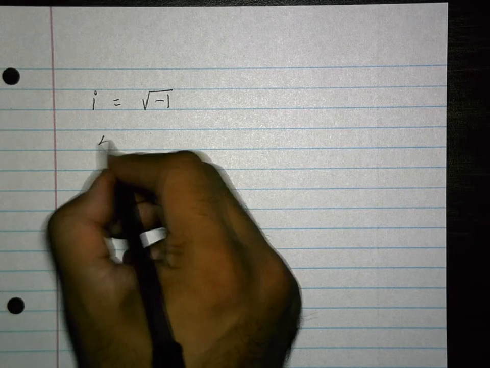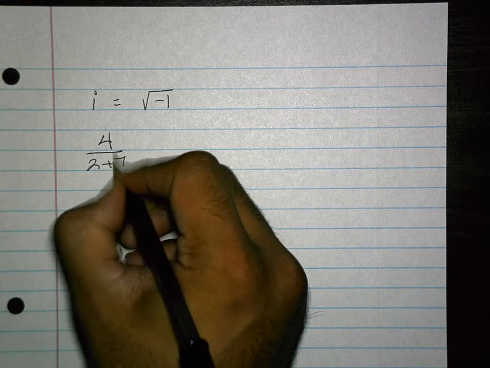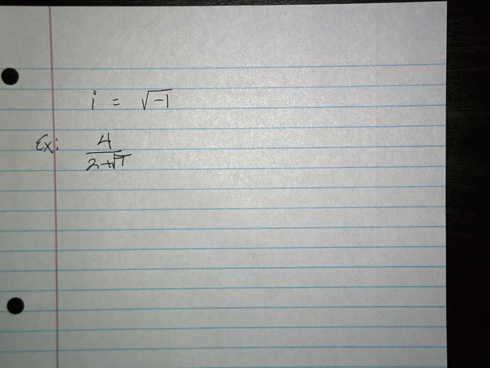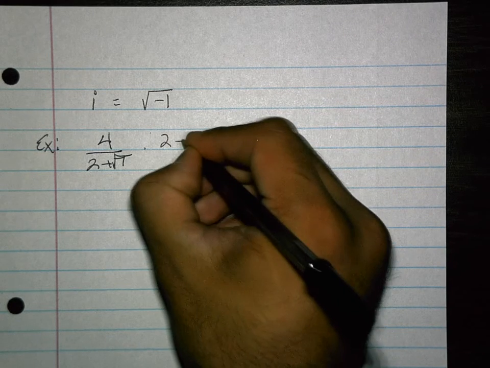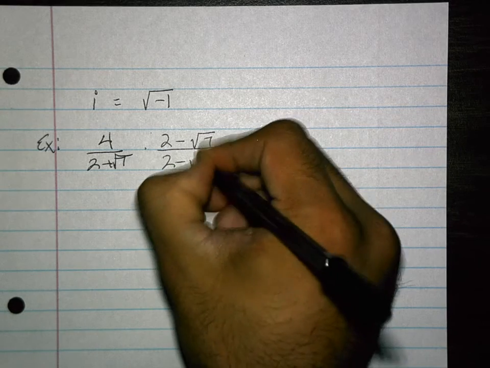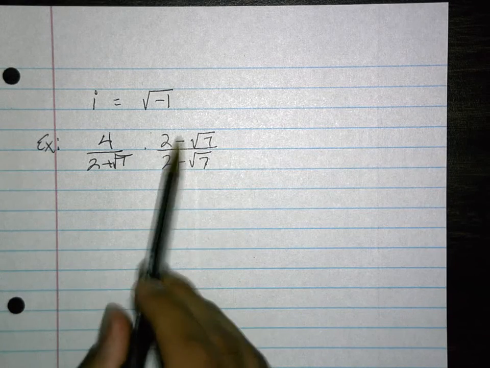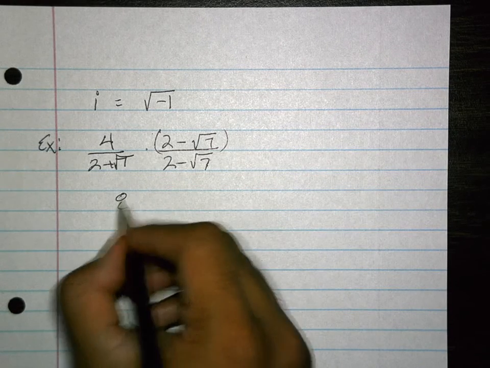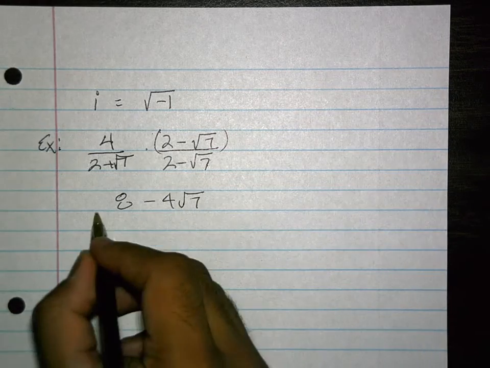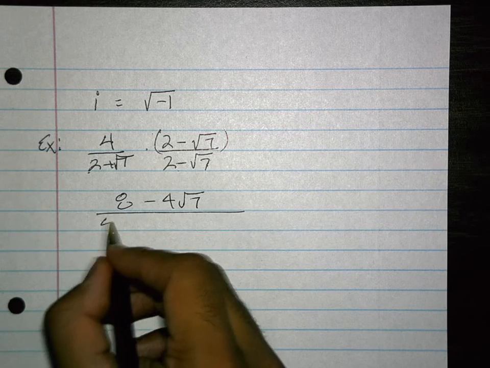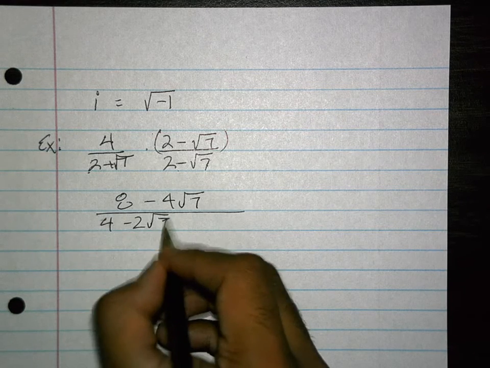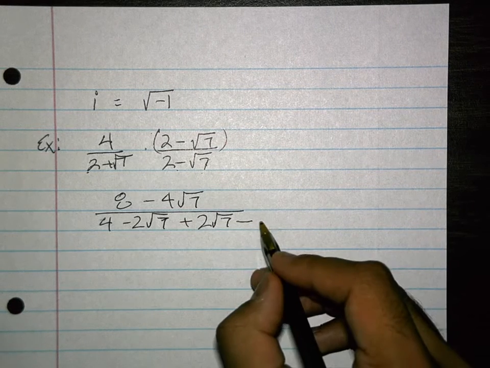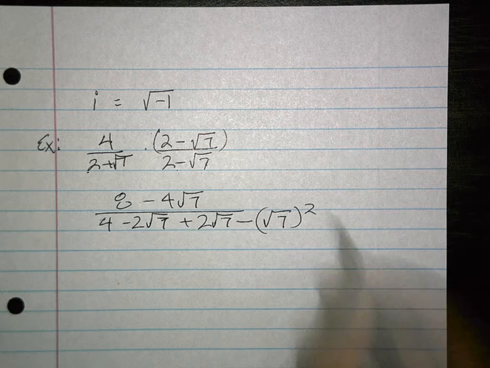if I had something like 4 over 2 plus root 7, and they asked you to simplify this, you'd have to use the conjugate. Remember, you'd multiply by it on the top and the bottom. Remember, conjugates are the same numbers, but only the middle sign switches. You'd have to distribute on the top, and you're looking at 8 minus 4 root 7. Down here we've got 2 times 2, which is 4, minus 2 root 7, plus 2 root 7, minus, because it's the negative times the positive, times root 7 squared.